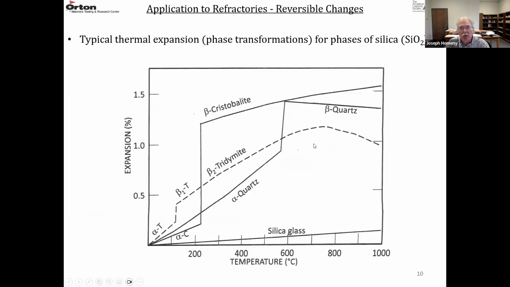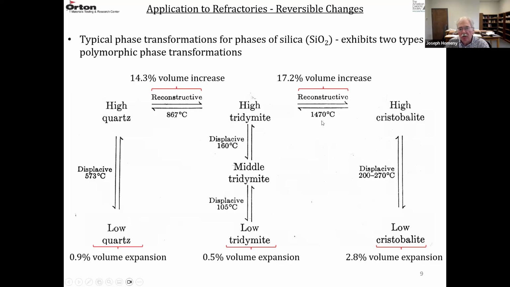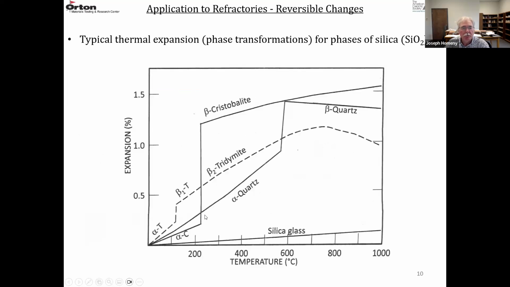So what you have to do when you make a silica refractory, you have to heat treat it to get all tridymite, cristobalite, or some combination. So when you have a silica refractory with tridymite or cristobalite, you still have these displacive transformations. Tridymite's a little more desirable because it's a half volume percent. Cristobalite has 2.8 volume percent, but you eliminate these reconstructive transformations because they're really huge volume changes.